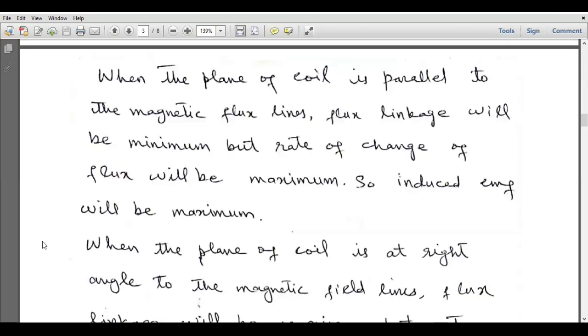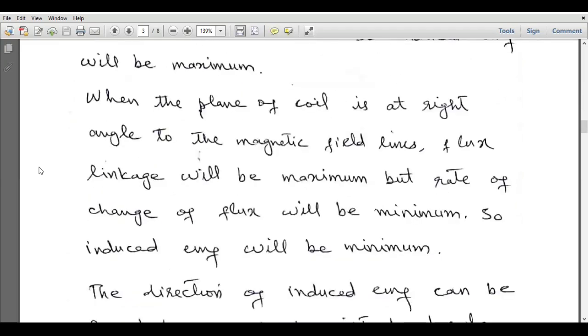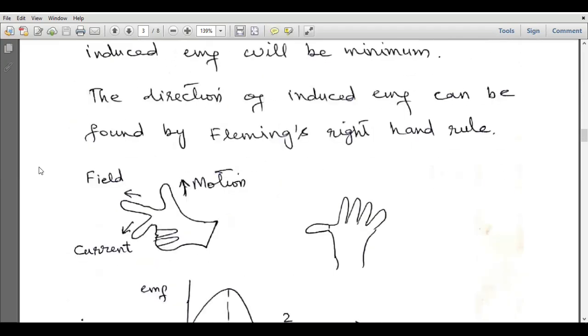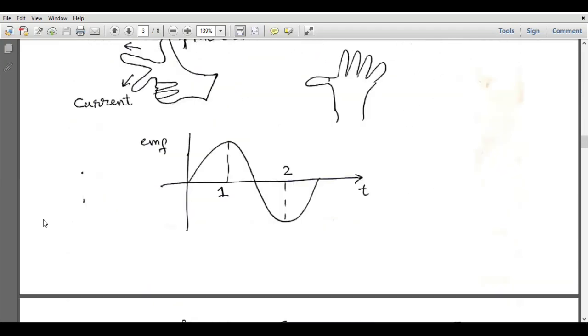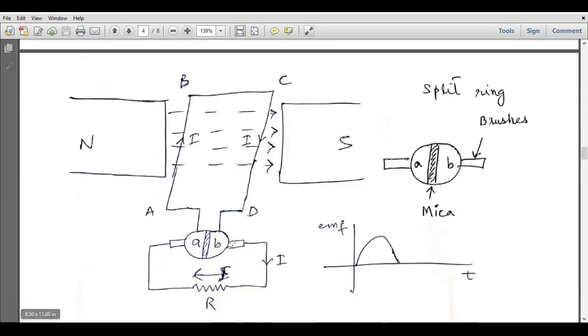But when the plane of the coil is parallel to the magnetic flux lines, then flux linkage will be minimum, but rate of change of flux will be maximum. So at that point, the induced EMF is maximum. So this is the Fleming's right hand rule, and this is the induced EMF. Now let's replace these slip rings with a commutator.